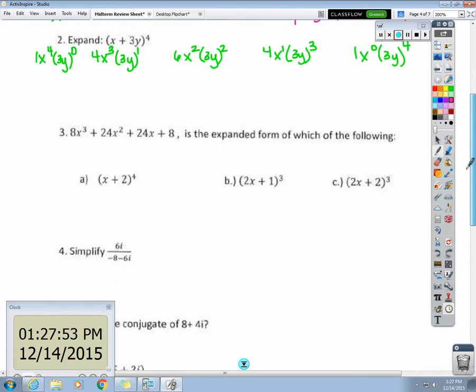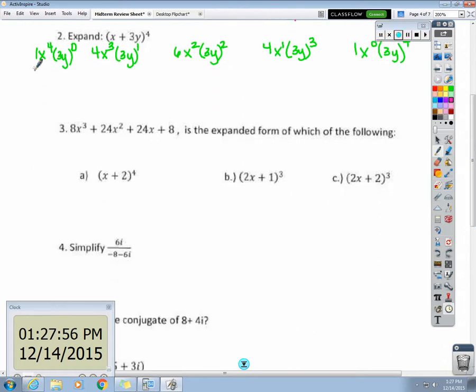Okay, now from here, you just start to simplify. We have a 1 times an x to the 4th times a 1. Anything to the 0 power is 1. So that produces an x to the 4th. Then in the second term, we have a 4 times an x cubed times a 3y. Because 3y to the 1st power is just 3y. Well, now we can multiply the coefficients. 4 times 3 is positive 12. X cubed times y is x cubed y.